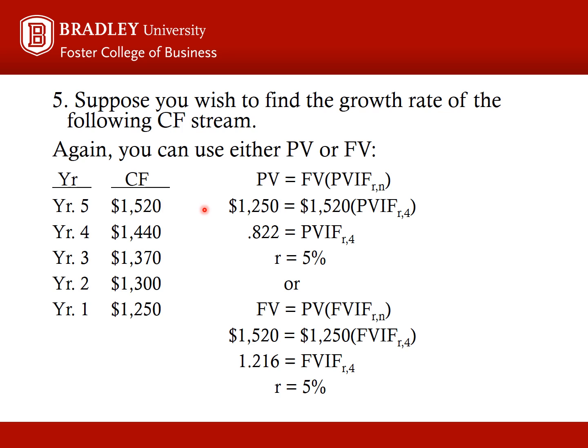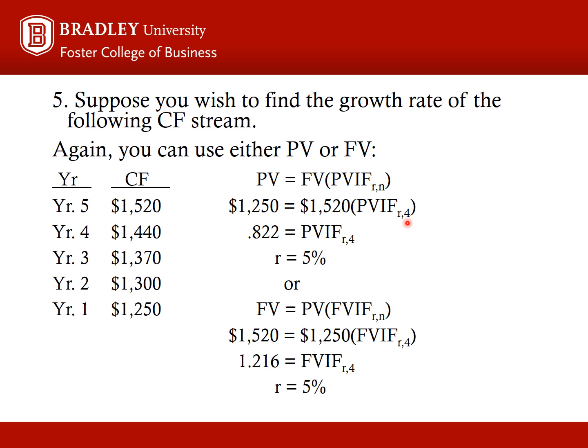But what you would do is, the amount that you started with, the amount you invested in the beginning, is always the present value amount, and then what it grew to is the future value amount. So if you use the present value formula, we started with 1250, it grew to 1520. If you use the future value formula, it grew to 1520, but we started with 1250. But just make sure you go to the correct table that goes with the corresponding formula.